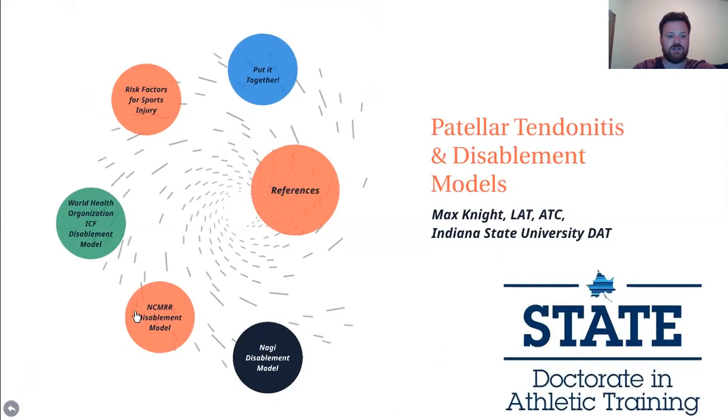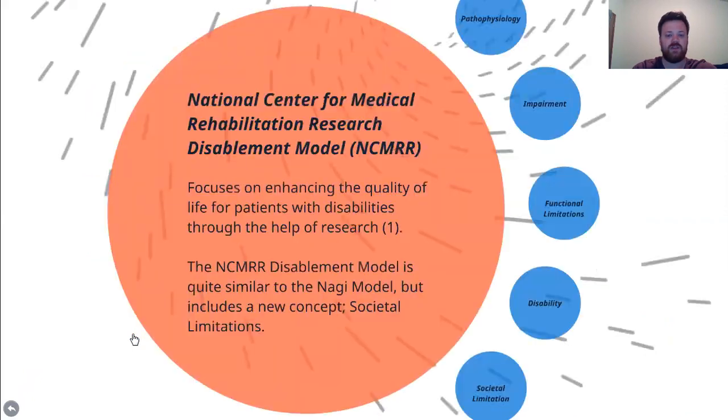So now we're going to get into the NCMRR disablement model. This was based off of Nagy's model with the addition of one more dimension. So again, this is the National Center for Medical Rehabilitation Research model. It focuses on enhancing the quality of life for patients with disabilities research. And the 5th dimension, one that they just added on top of Nagy's model, is a societal limitation. We'll get into that here in a second.